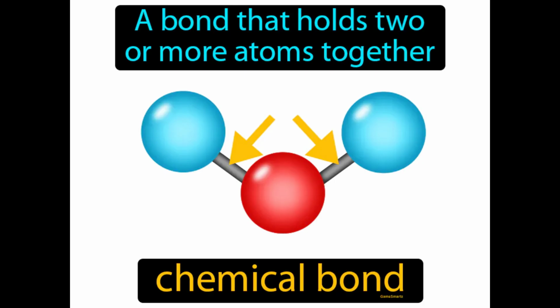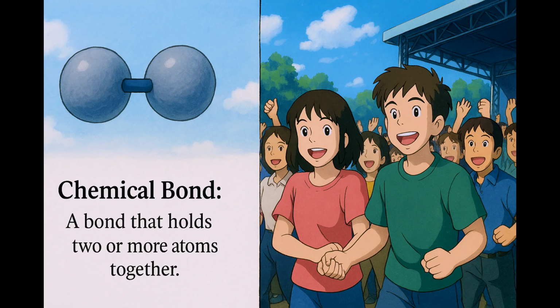A bond that holds two or more atoms together. Chemical bond. A chemical bond is a connection between atoms allowing them to form compounds. Imagine trying to keep a group of friends together at a crowded concert. Just as you might hold hands or link arms to stay connected in the bustling crowd, atoms form bonds to stay together and create molecules.